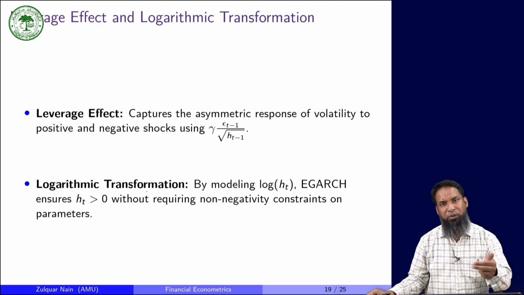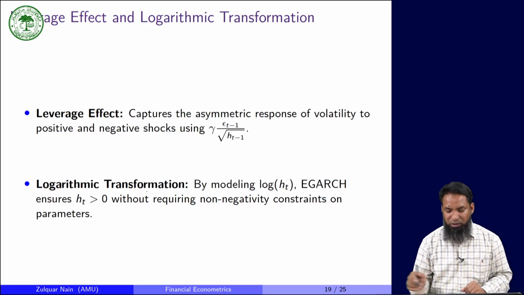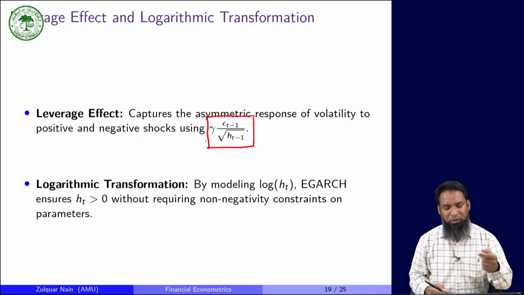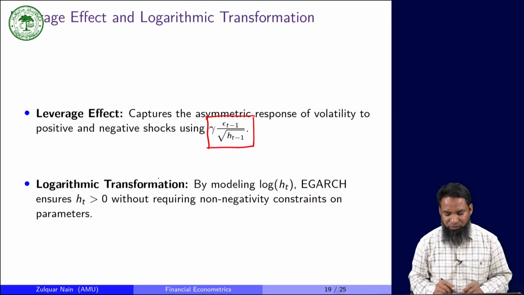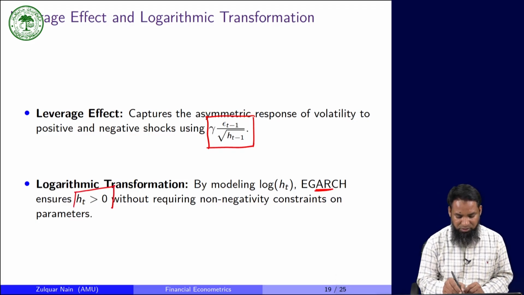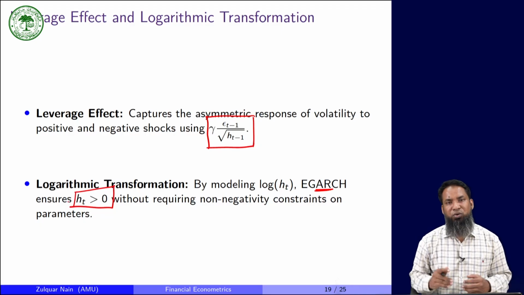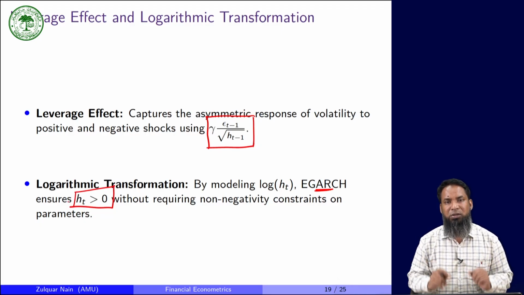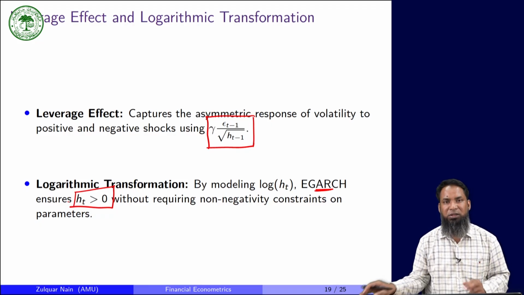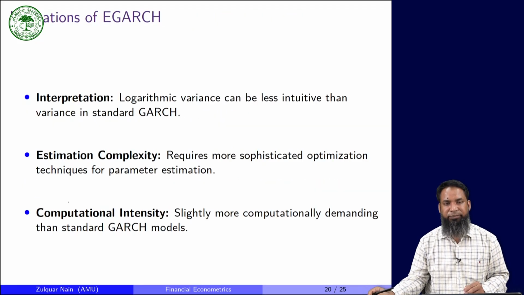Because of that we have two improvements compared to the standard GARCH model. One, it is able to capture the leverage effect through this structure. On the other hand, when we use the logarithmic transformation, the model inherently ensures that the variance is positive. There is no need for any additional non-negativity constraint on the parameters. So these are the two improvements we have with the exponential extension of the GARCH model.